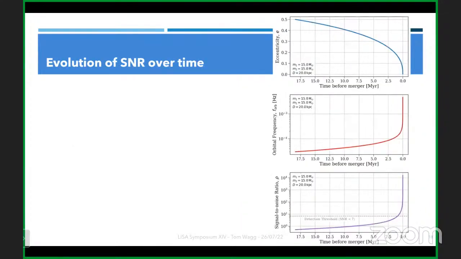Perhaps also you'd like to see how the SNR of a source will evolve over time. What we've done here is taken a source that has equal mass ratio, both 15 solar masses. It's 20 kiloparsecs from us. And what I've got are three panels here showing the evolution of the eccentricity, the orbital frequency, and the signal-to-noise ratio.